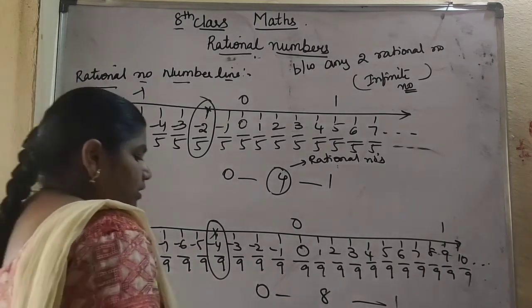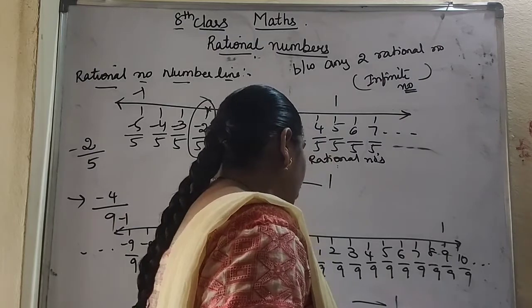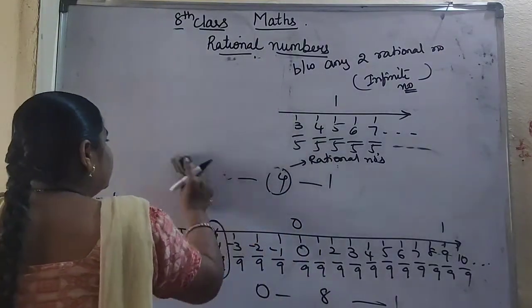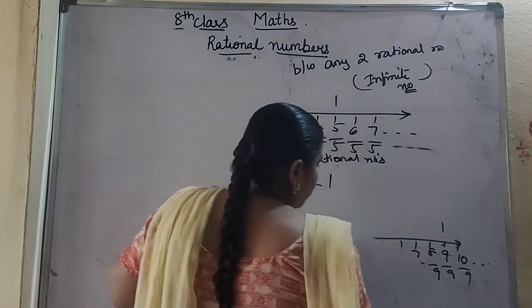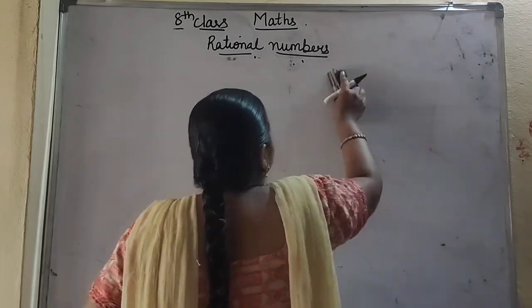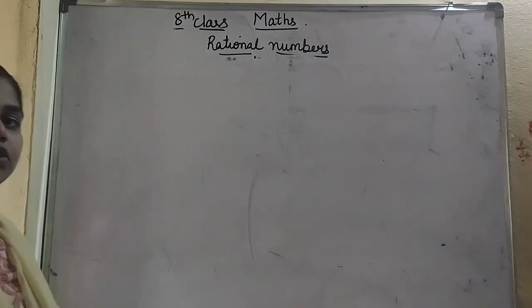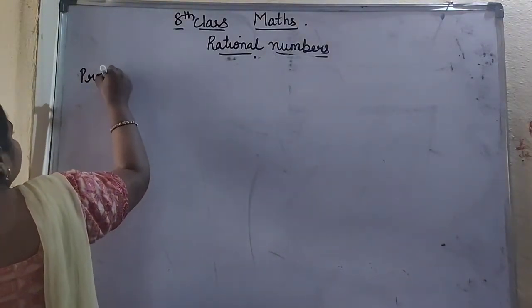Okay, so next is properties of rational numbers. Let us see what the properties of rational numbers are. How many different types of properties are there? Already you have learned in 6th and 7th class the properties of whole numbers and the properties of integers, and now we are learning about the properties of rational numbers.